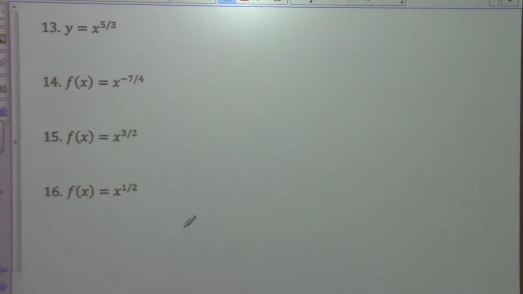5/3 minus 1? 5/3 minus 1. 1 is the same as 3. So 5/3 minus 3.